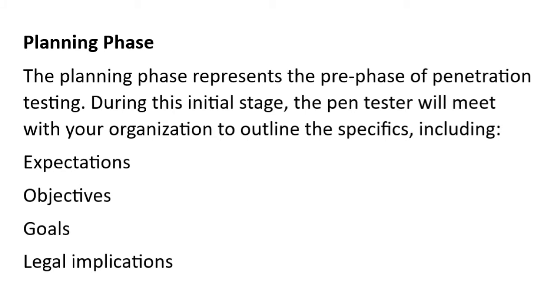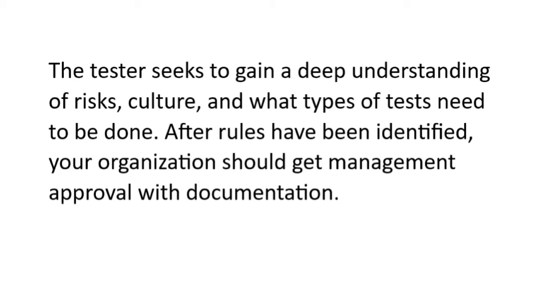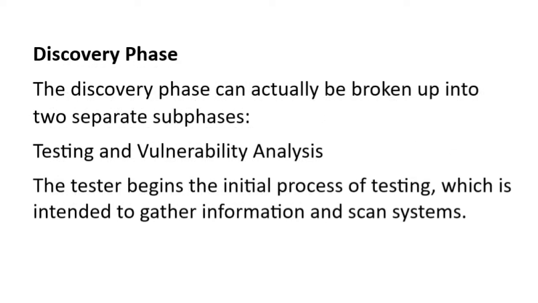During the initial stages, the pen tester will meet with the organization, outline the specifics of the testing. This includes expectations, objectives, goals, and legal implications. The tester seeks to gain a deeper understanding of the risks, the culture of the organization, and after rules have been identified, the organization gets management's approval with documentation. Okay? So the second phase is the discovery phase.